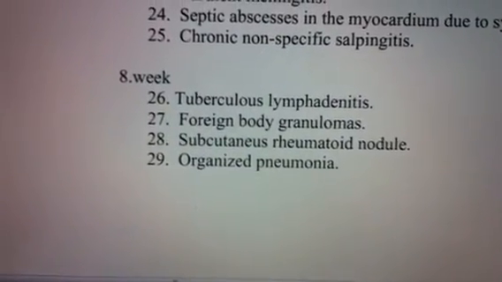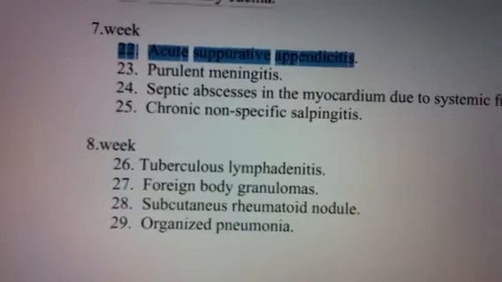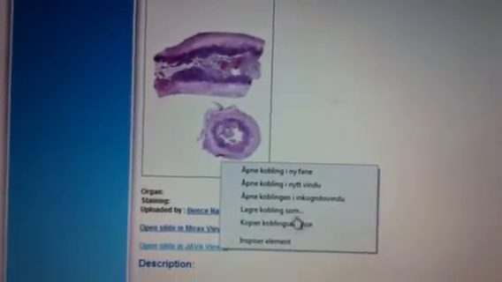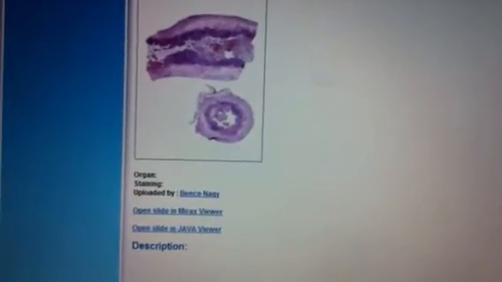22, week 7, acute suppurative appendicitis. I can't even say that. Anyway, going on. So I expect a lot of granulation tissue, and maybe even some bacteria in there. This is the way it looks anyway. I don't have much time left. Didn't do enough slides. I wish I didn't have a time limit. Come on.